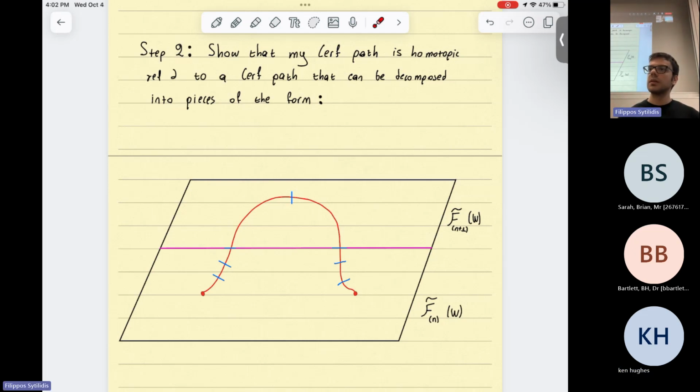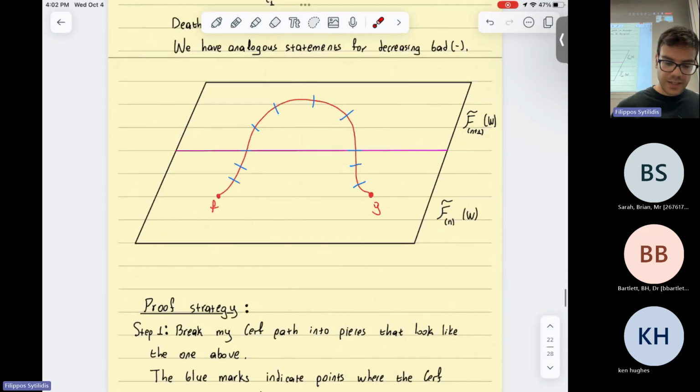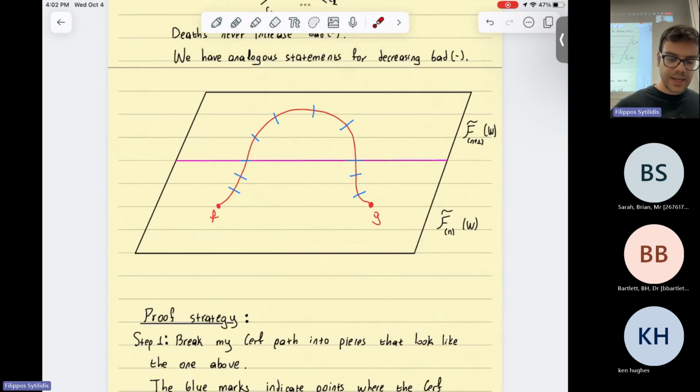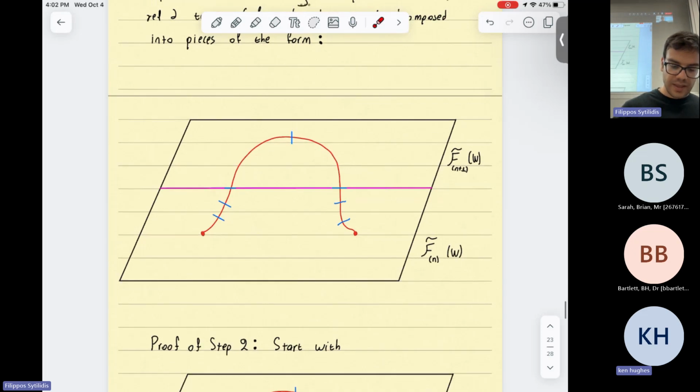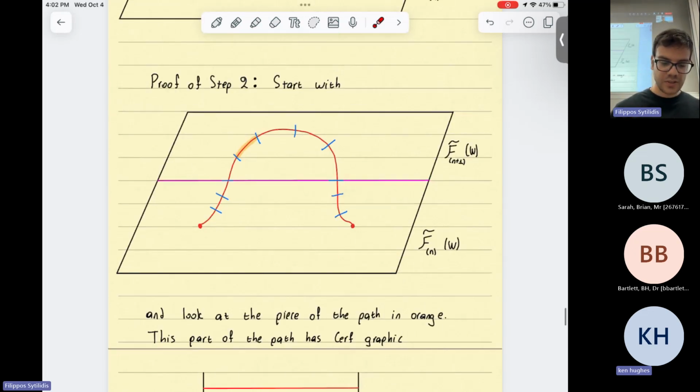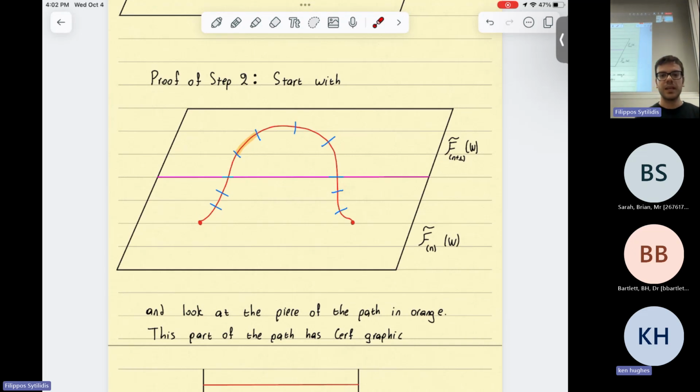At most. You can also say. Okay. So I basically want to take this guy, and I want to turn it into something that looks like a concatenation of these guys. Okay. So I'm going to tell you how to do that. It's an elegant argument. That's the proof of step two.